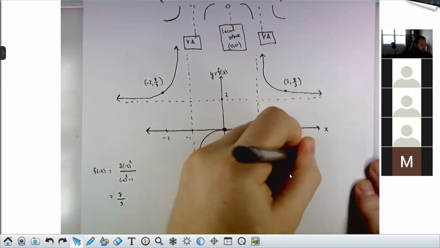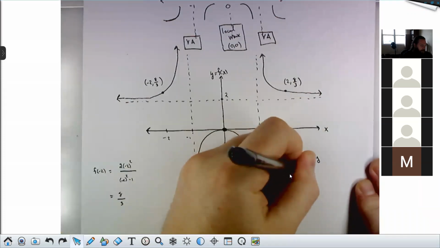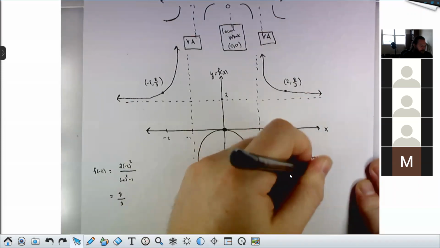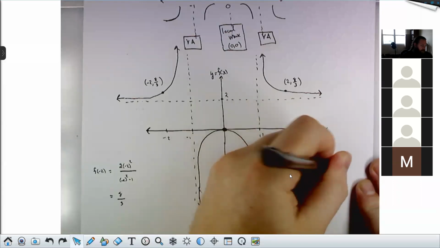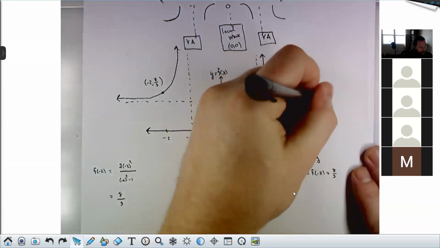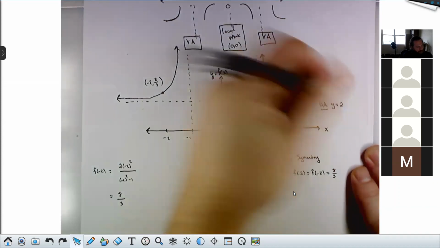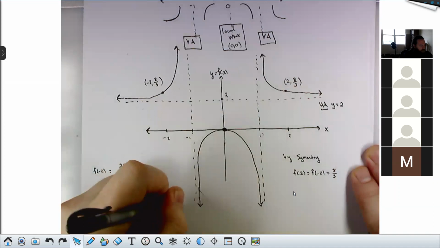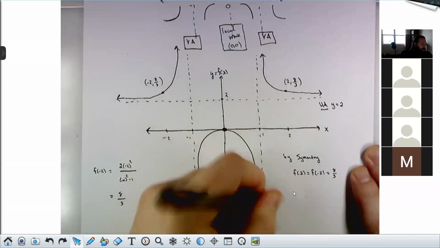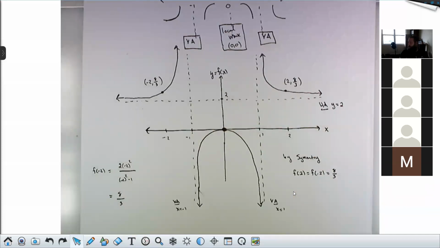If we wanted to be very careful here, we'd say by symmetry, f of +2 is the same as f of -2, which we just calculated. We know that's 8/3. That's where that other piece is coming from. We should label our asymptotes. Here, this is a horizontal asymptote. Its line is y equals 2. These are vertical asymptotes. VA x equals -1. VA x equals +1.